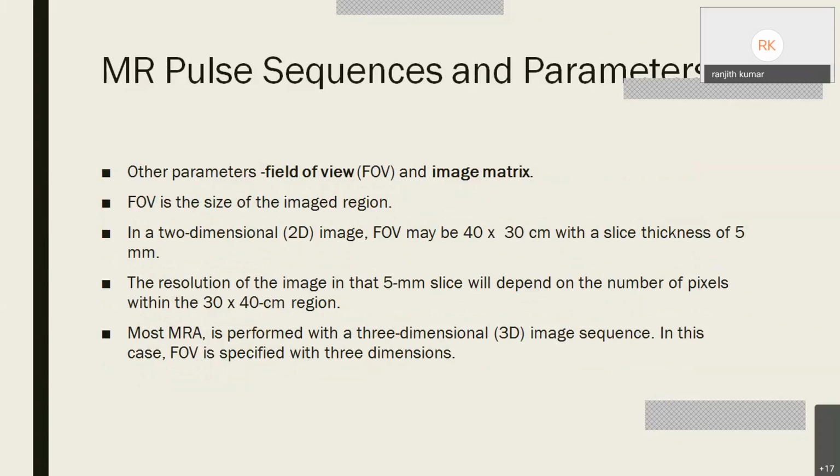The other parameters include the field of view and the image matrix. Field of view is the size of the imaged region, and the field of view in two dimensions is 40 by 30 centimeters with a 5 mm slice thickness. The resolution of this image depends on the number of pixels within this 40 by 30 region. With the advancements in MRI, there is three-dimensional image sequencing, and with this, the resolution has also improved.